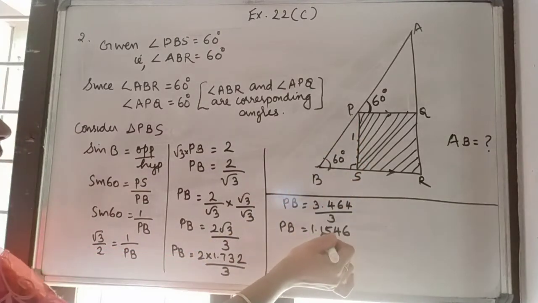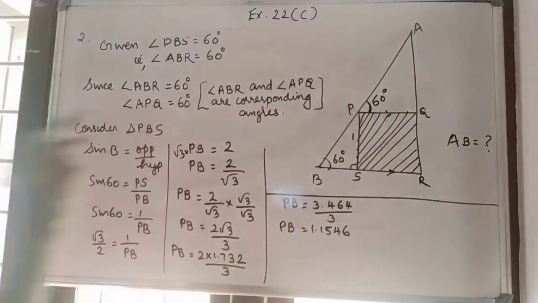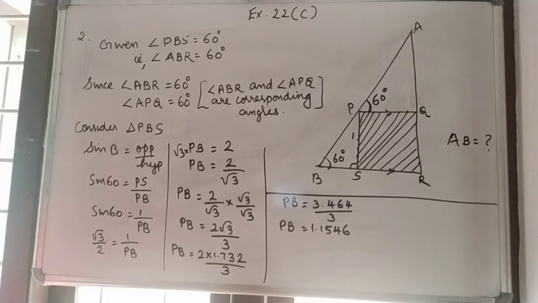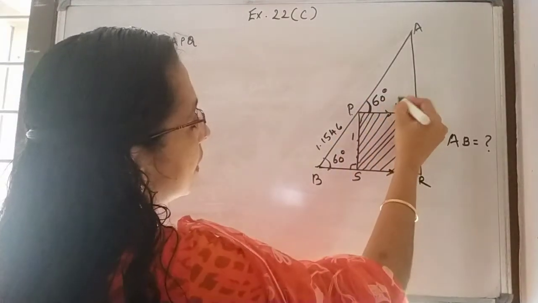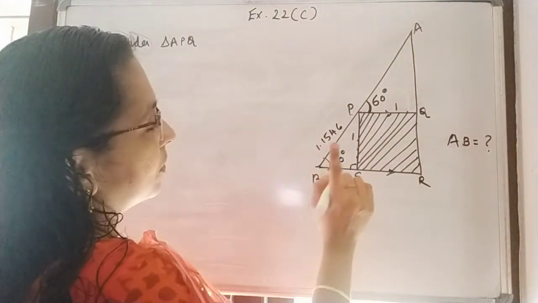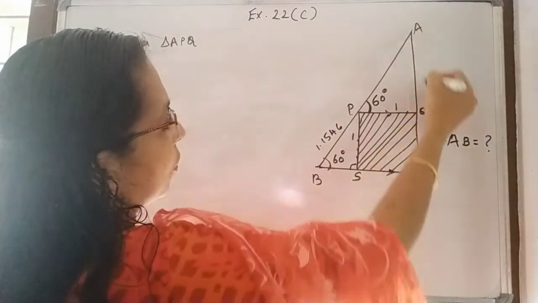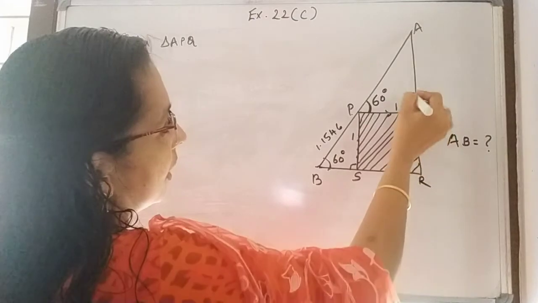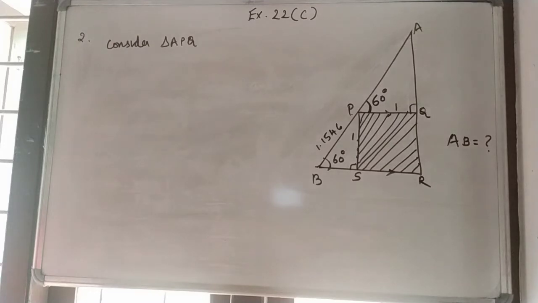PB value we got. For finding AB we need AP also. So how can we find AP? If we consider triangle APQ. Given PQ as 1, because it is a cubical box, so all the sides will be equal. So AQ is the opposite, PQ adjacent, and AP is the hypotenuse.